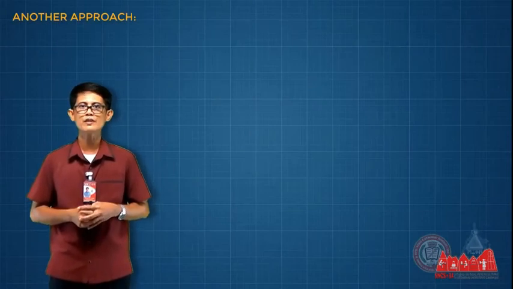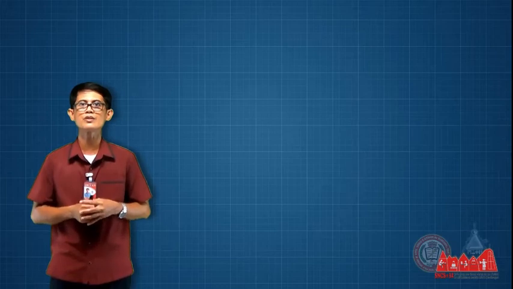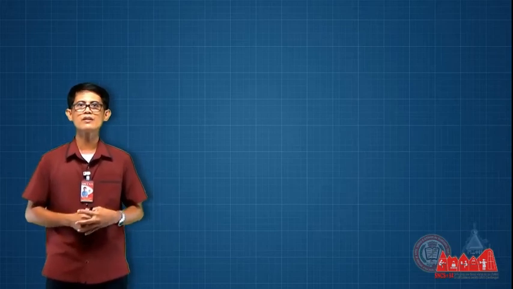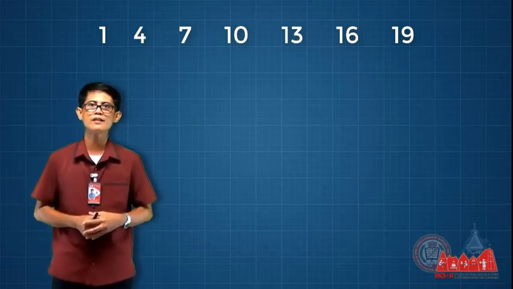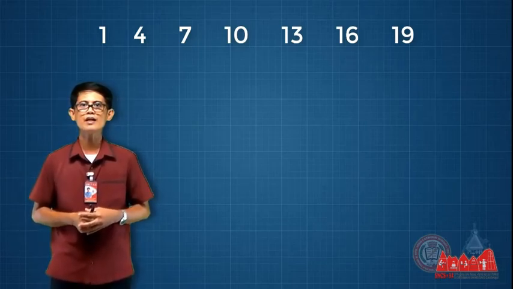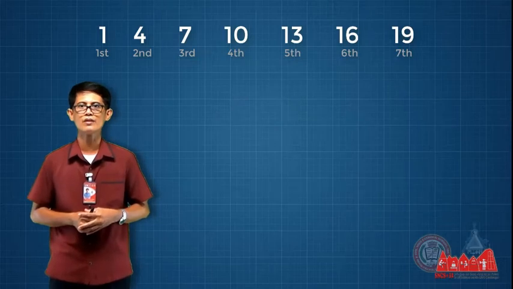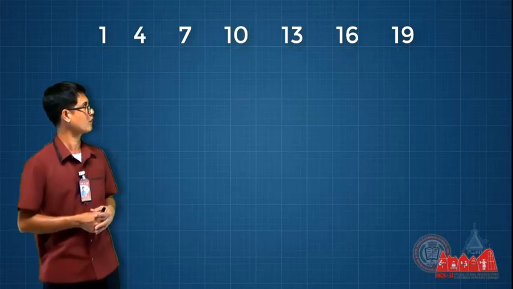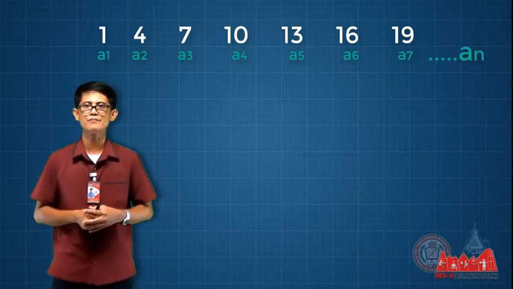Legendary! Guys, there's another formula that looks different, but if we simplify it, it's still the same. We can generate this formula using patterns. Going back to our given, 1, 4, 7, 10, 13, 16, 19, and so on. Each number here is called a term. 1 is the first term, 4 is the second term, and so on. We can label them as a sub 1, a sub 2, and so on until we reach any position that we want to teleport to, a sub n.